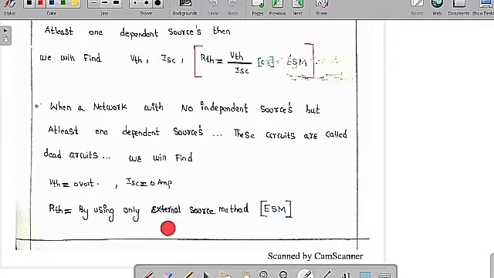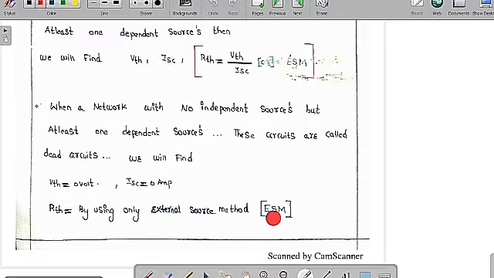So RTH, by using only the external source method, we can find the value of RTH. It means keep some external voltage source and figure out the amount of current which is injected into the circuit, then take the ratio of these, and we are going to get the value of RTH.